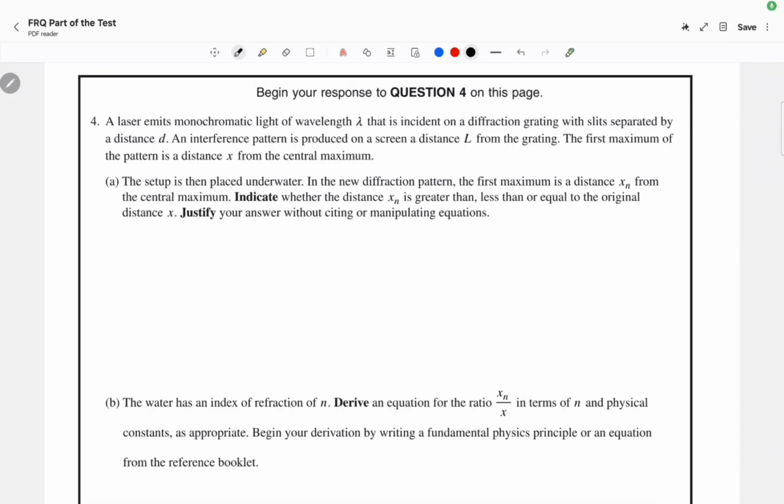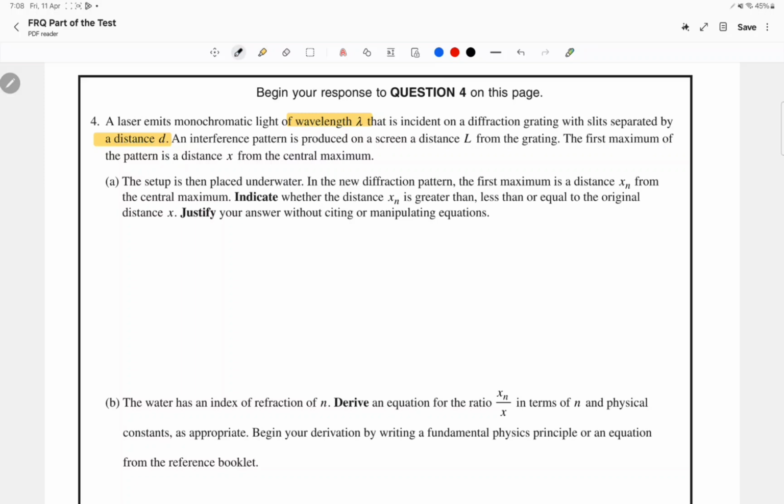A laser emits monochromatic light of wavelength lambda that's incident on a diffraction grating with slits separated by a distance of small d. Okay, the first maximum of the pattern is a distance of x from the central maximum. The setup is then placed under the water.